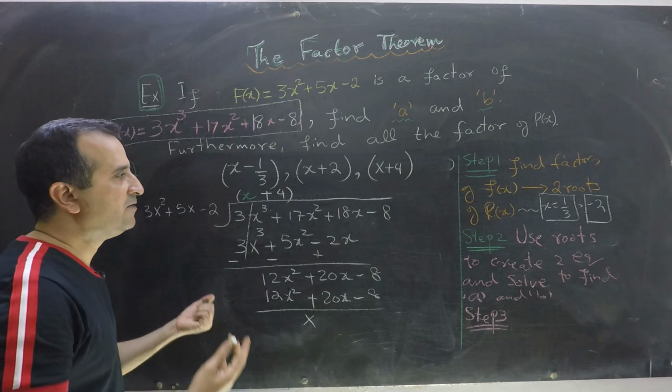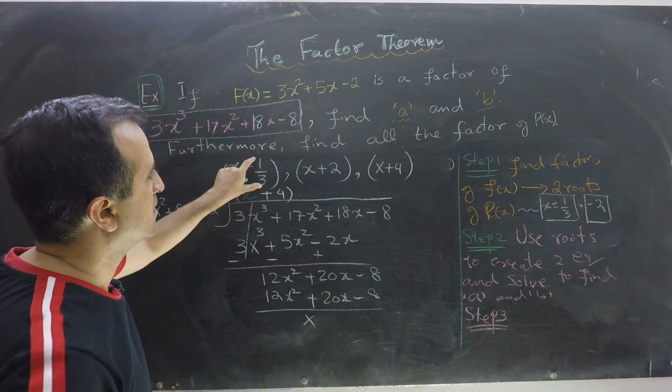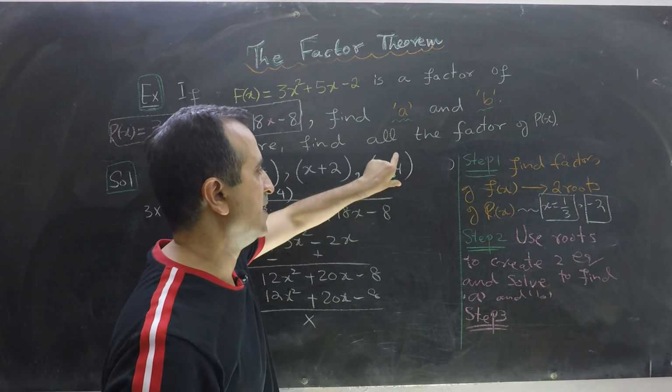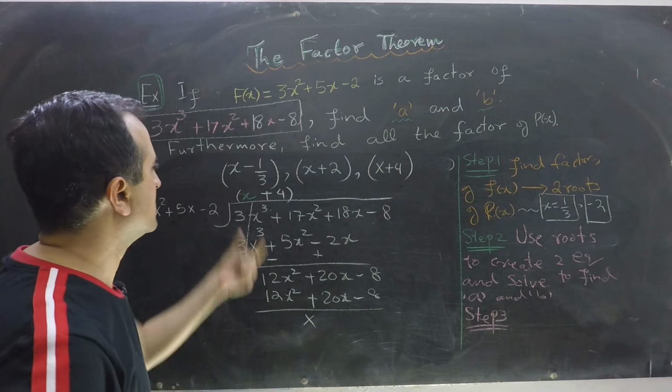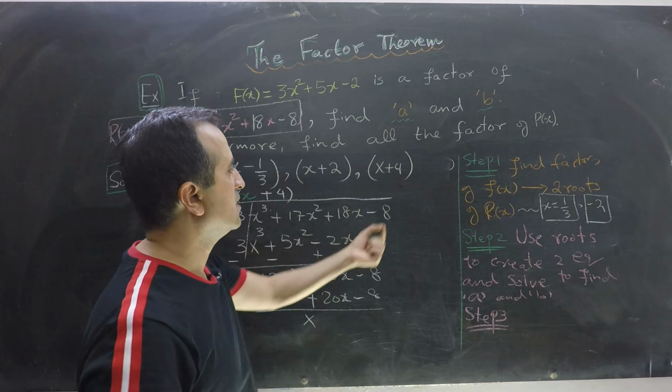So I have found all the factors and all the roots. My roots are 1 over 3, minus 2 and minus 4. My factors are x minus 1 over 3, x plus 2, and x plus 4.